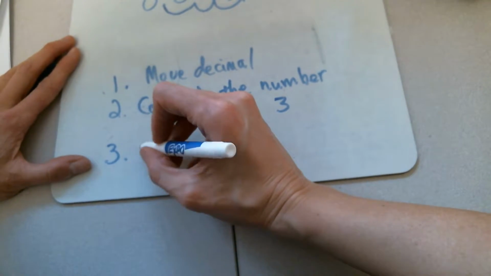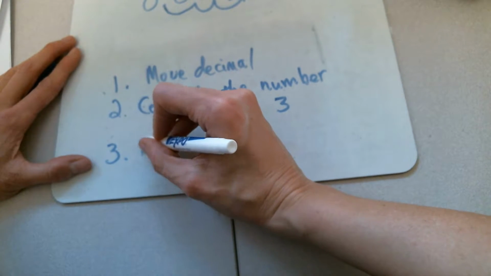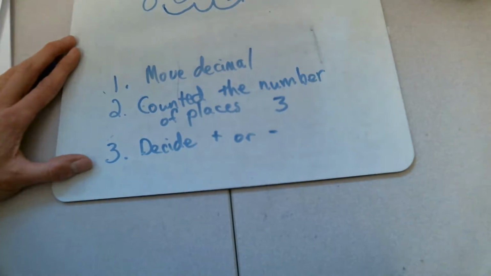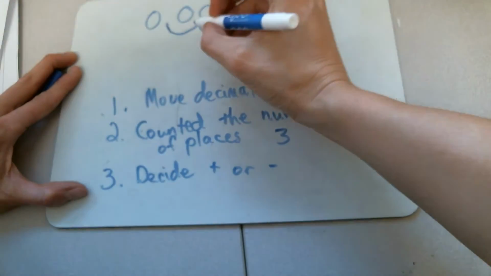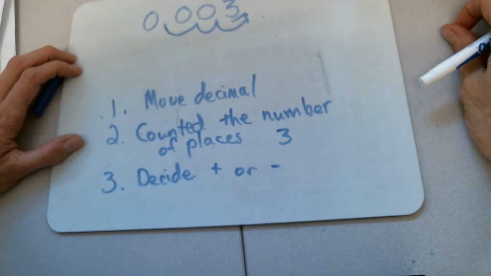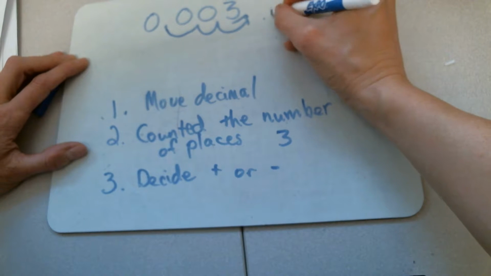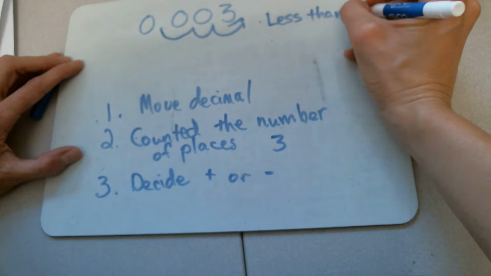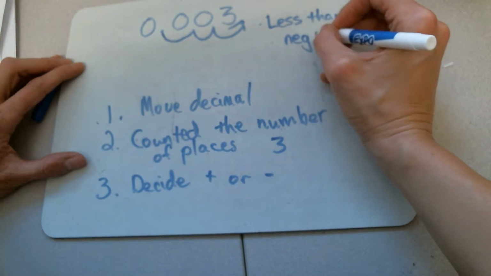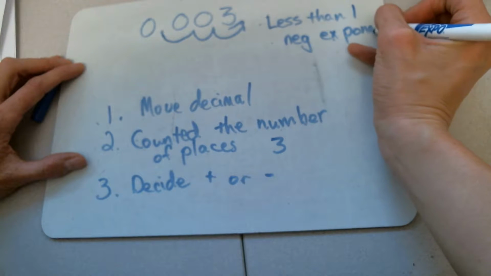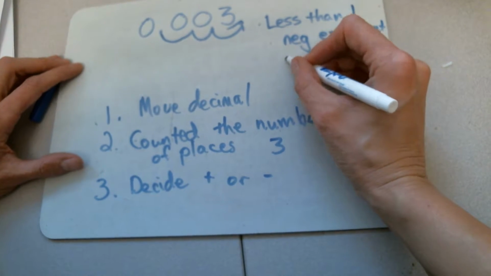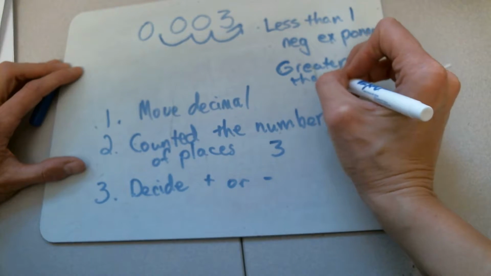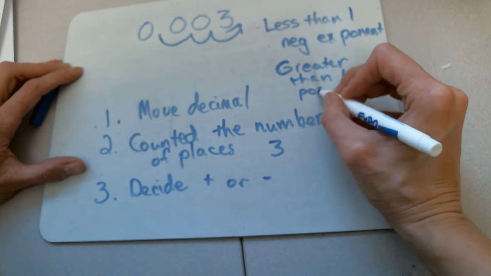And then I need to decide if I should have a positive or a negative. So in this case, I started with a decimal number, right? I started with a number that was less than 1. So anytime I start with a decimal, if it's less than 1, it's going to have a negative exponent. If it's more than 1 or greater than 1, I'm going to have a positive exponent.